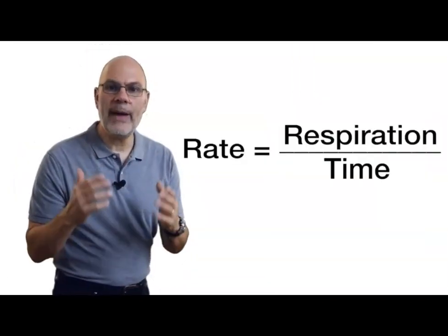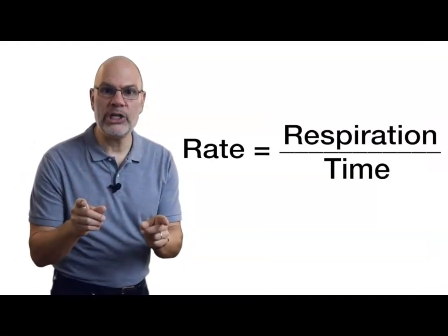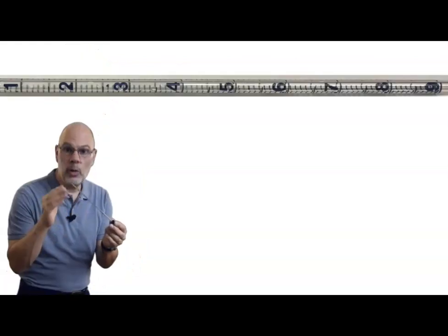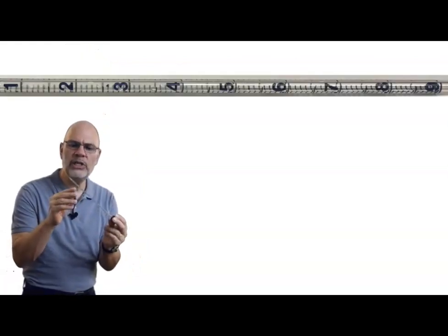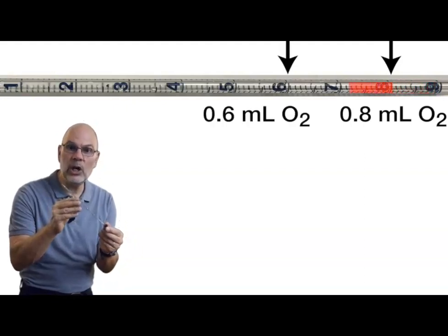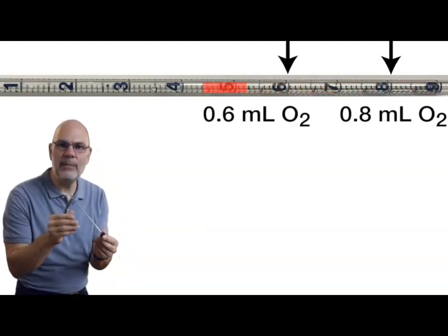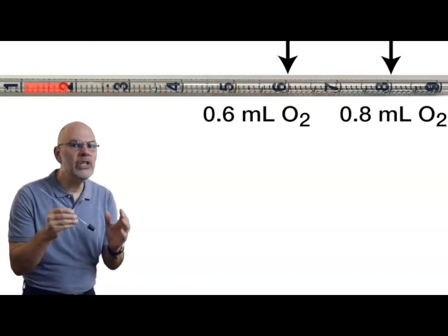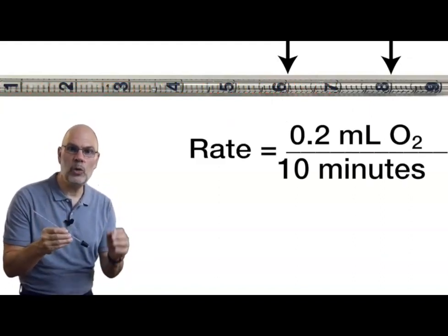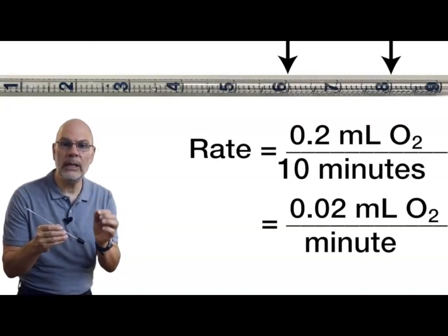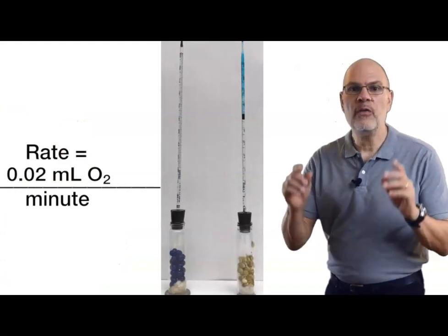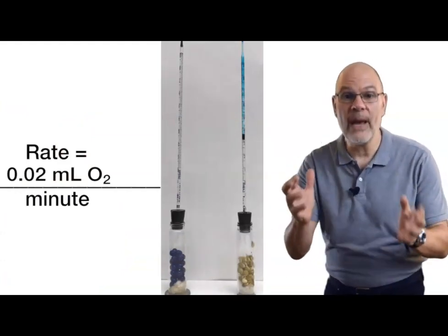Let's finish by talking about how you determine the rate of respiration. The entire volume of this pipette is 1 milliliter. So if as we're doing our observations, we see the food coloring move from here, which is 0.8, to here, which is 0.6, in 10 minutes, then that's a difference of 0.2 milliliters in 10 minutes. And you can reduce that to 0.02 milliliters per minute. That's our rate of oxygen consumption for this many lentils at room temperature.